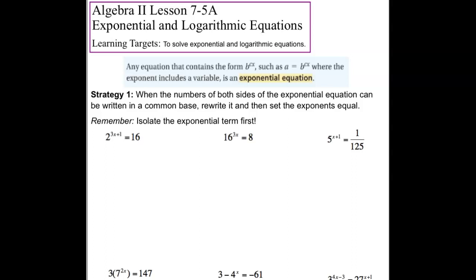We're going to look at two different strategies today. The first one is when the numbers on both sides of the exponential equation can be written with a common base, we're going to rewrite it and set the exponents equal. Remember to isolate the exponential term first.